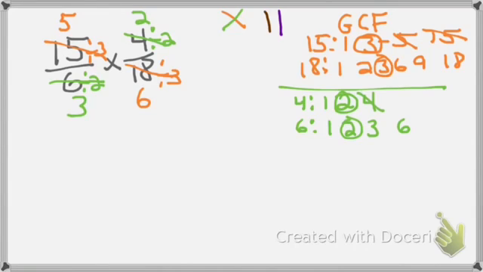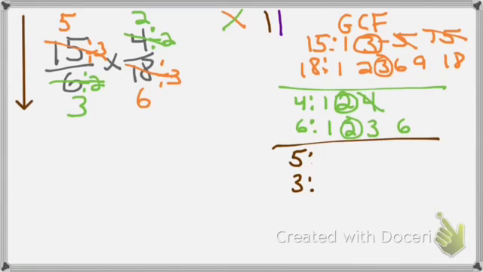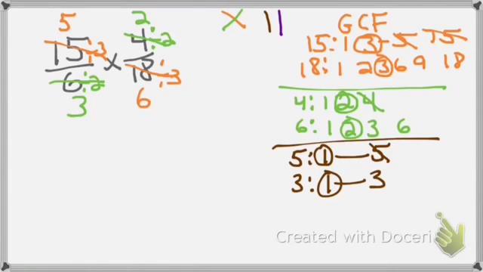Okay, so I'm up to the brown portion of my X11 strategy, and I have my 5 and my 3. So my factors of 5 and 3. Factors of 5 are 1 and 5, that's it. Factors of 3 are 1 and 3, that's it. There isn't a 5, but there is a 1. My GCF is 1, so that fraction is done.